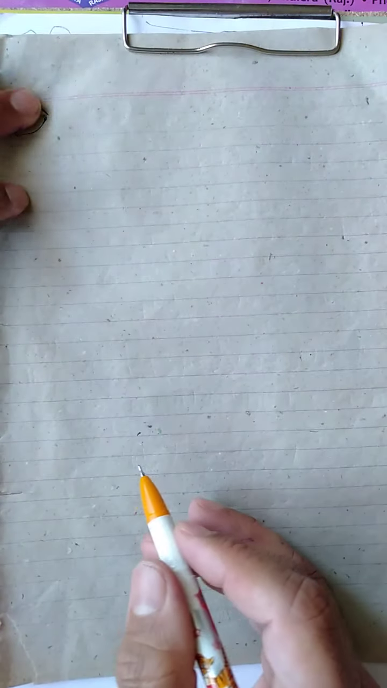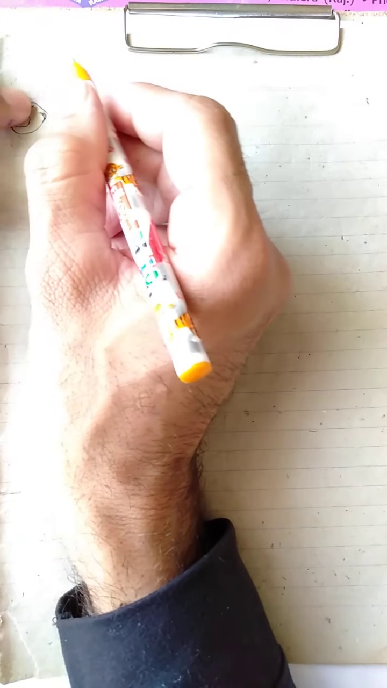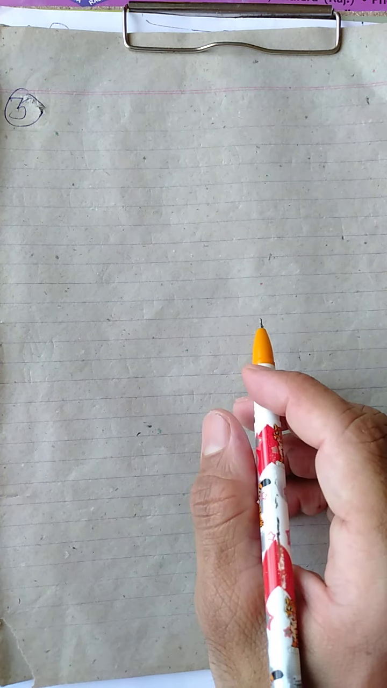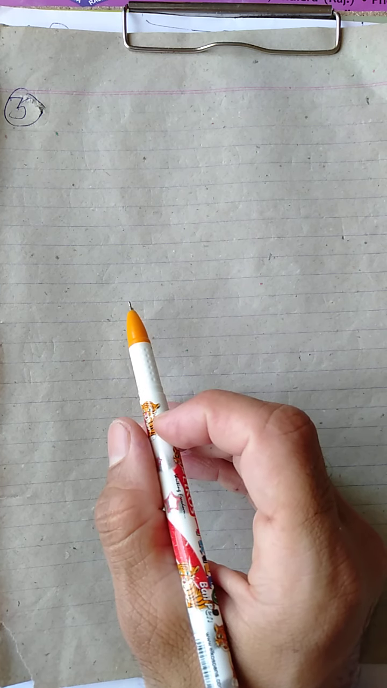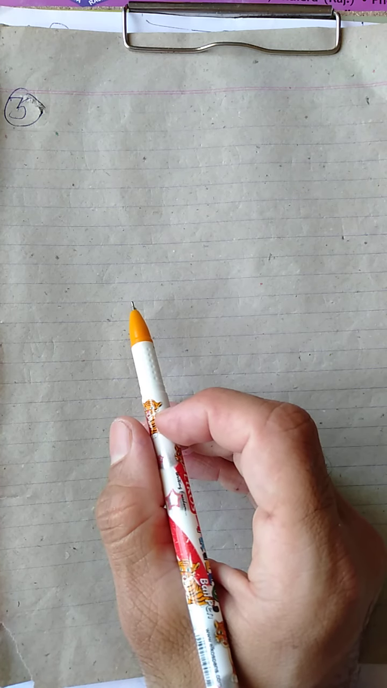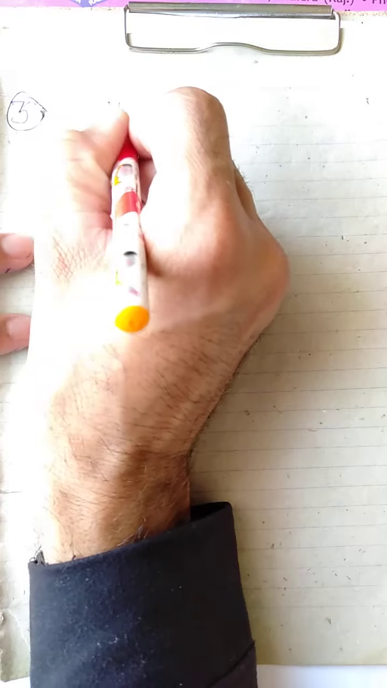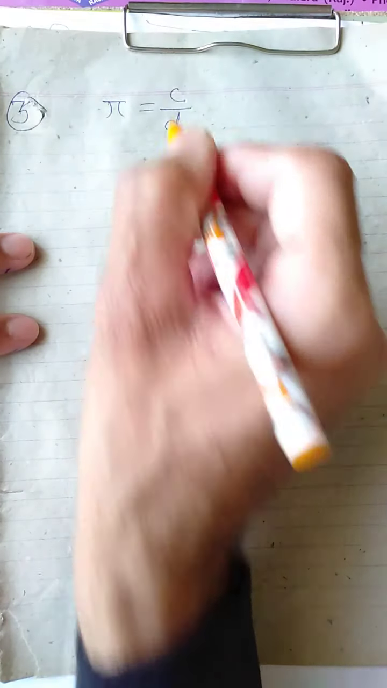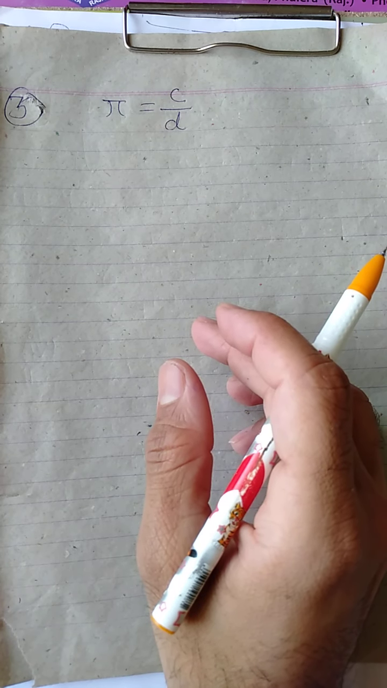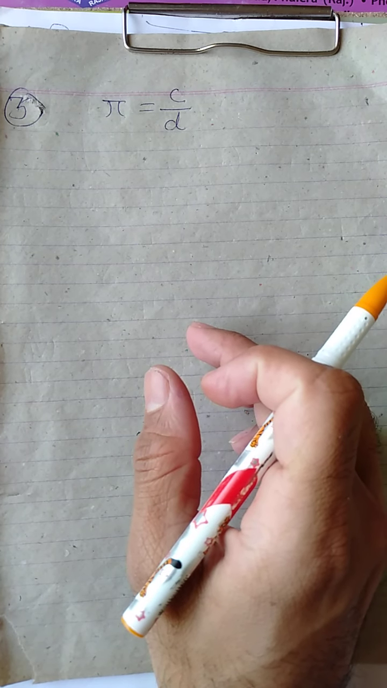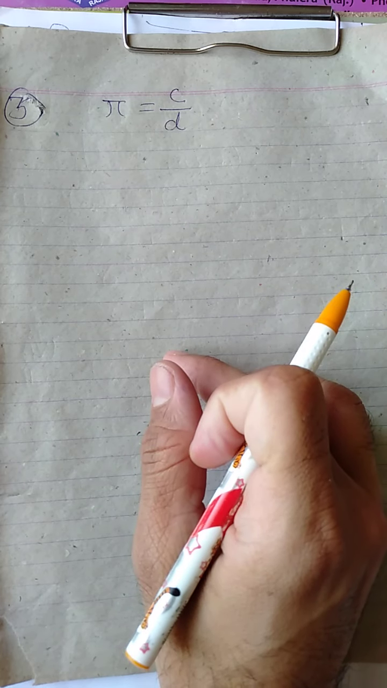In this question number 3, it is given, first listen to the question carefully. Recall, pi is defined as the ratio of the circumference c of the circle to its diameter, right? So pi is equal to c upon d. It is written here, pi is equal to c upon d. Now the question is, this seems to contradict the fact that pi is an irrational number. How will you solve this contradiction?